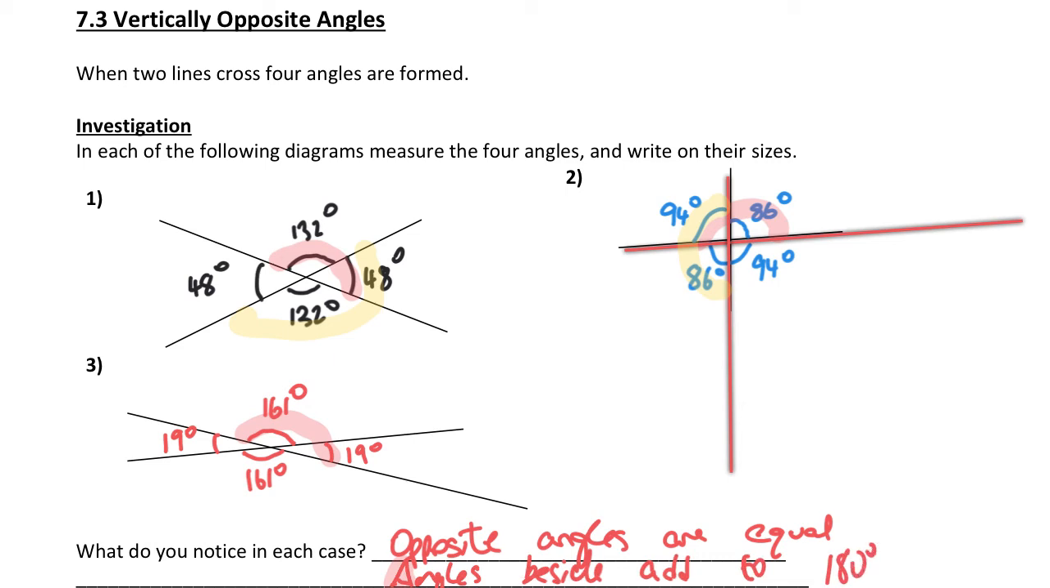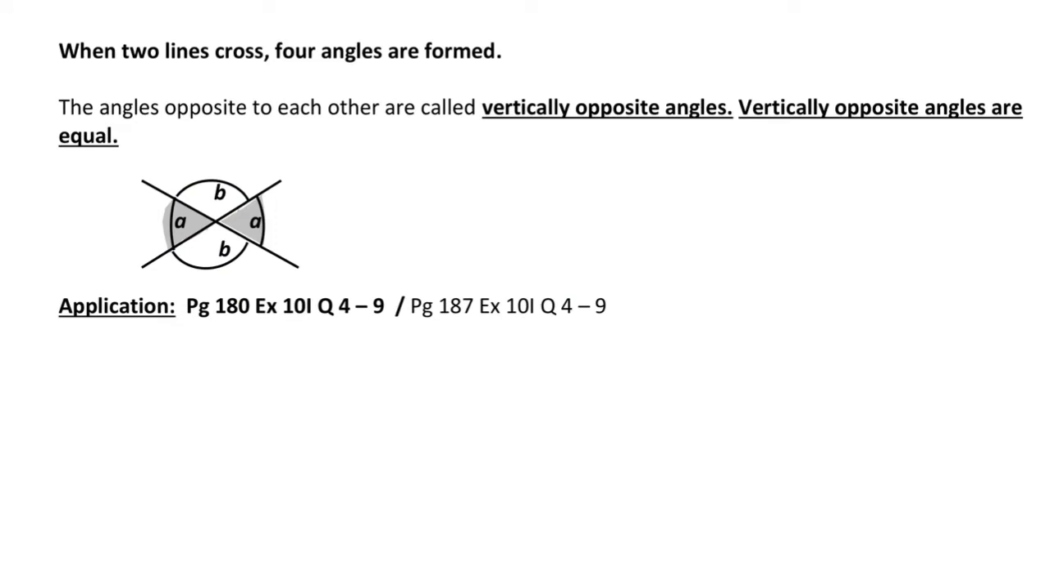And what we'll also notice as well is that all the angles add to 360, which hopefully comes as no surprise, because we know that angles at a point add to 360 degrees. So when two lines cross, 4 angles are formed, and the angles opposite to each other are called vertically opposite angles, and vertically opposite angles are equal.